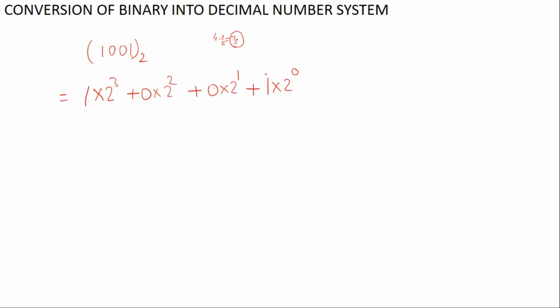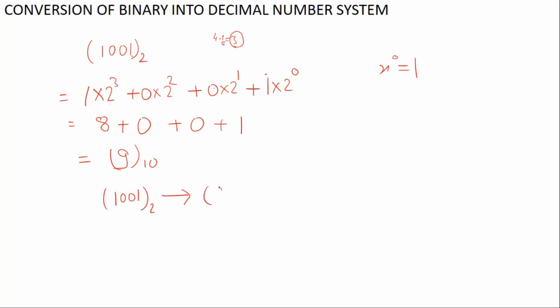And 4 minus 1, 3, what I have told you, we have to start writing from the power of the base 2. Okay, so we will solve 1 into 2 to the power 3 is 8, plus we know any number multiplied with 0 is 0, plus 0, plus we know any number to the power 0 is 1, so 1 into 1 is 1, so 8 plus 1, 9, base 10, since we have converted to decimal number system. So the decimal equivalent of binary 1001 base 2 is 9 base 10.